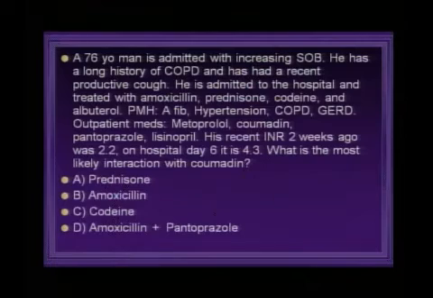A 76-year-old man is admitted with increasing shortness of breath. He has a long history of COPD and has a recent productive cough. He is admitted to the hospital and treated with amoxicillin, prednisone, codeine, and albuterol. Past medical history: atrial fibrillation, hypertension, COPD, GERD. His outpatient meds: metoprolol, warfarin, pantoprazole, lisinopril.